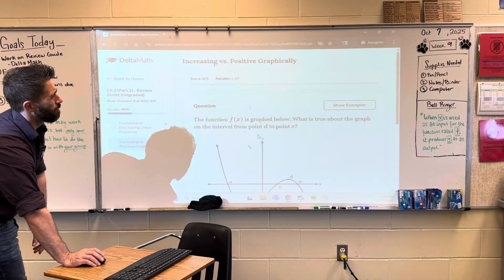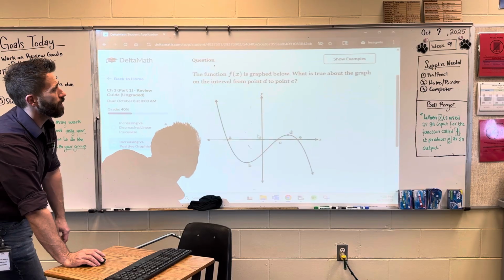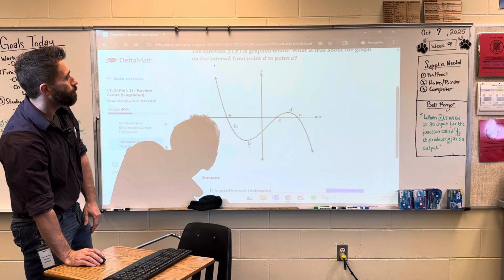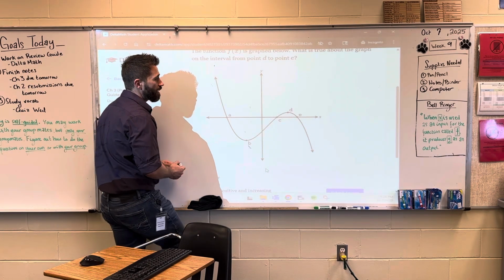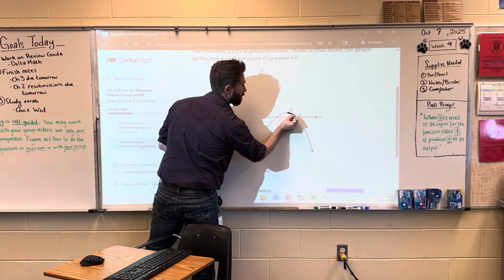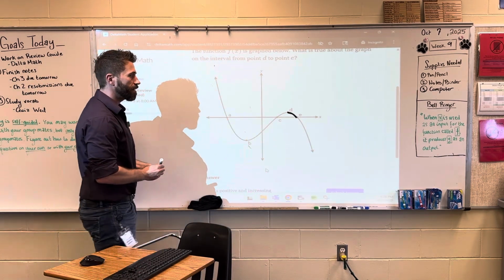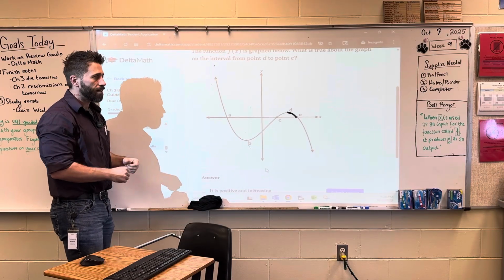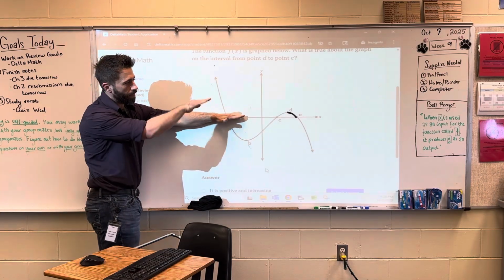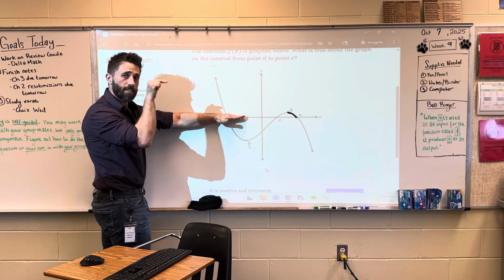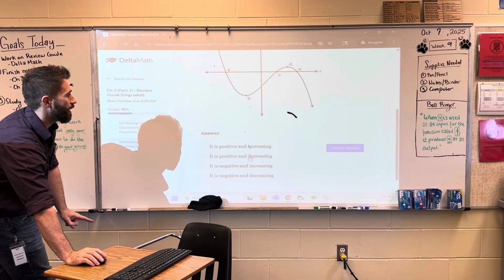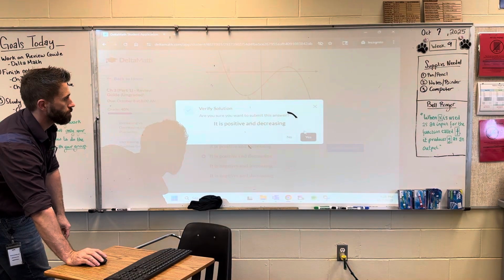Increasing versus positive graphically. So what we're looking at, the function is graphed below. What is true about the graph on the interval from point D to point E? So I'm looking only at this section right here from D to E, that little piece right there. If I'm riding a roller coaster, I'm plunging down. If I am looking at above or below the axis, it's above, so it's positive and it's plunging down. So that is going to be positive and decreasing.